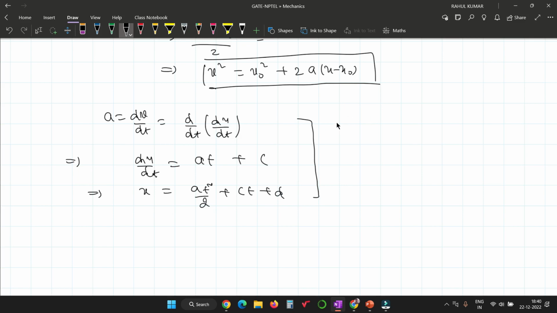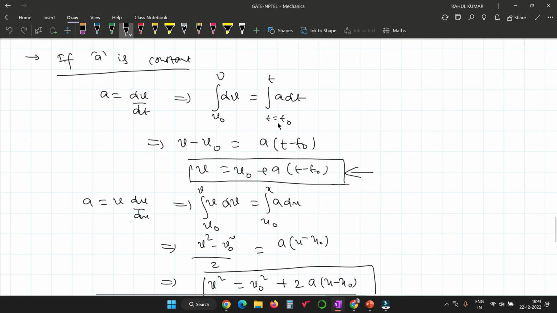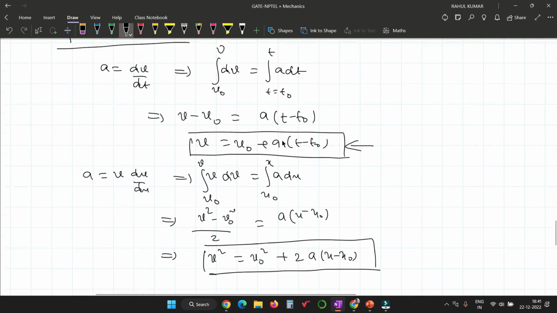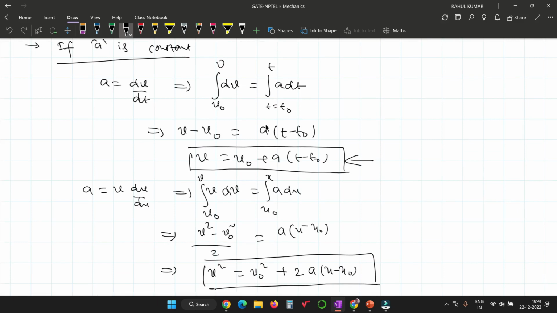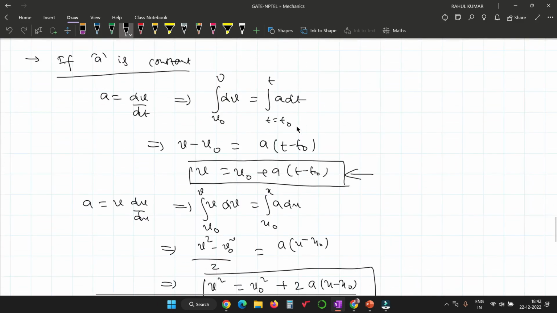Okay, the first boundary condition is, at t equal to t naught, x equal to x naught and v equal to v naught, and at t equal to t, x equal to x and v equal to v. So here it is also v equal to at plus c. Here it is a mistake, because this equation is derived in one condition, that is at t equal to t naught. Here you have assumed that at t equal to t naught, the initial velocity is v naught. Here t naught can be anything, I mean, at any time you can assume the initial time. But here you have to assume the initial time as 0. The reference time must be the initial time, but here the reference time can be anything.